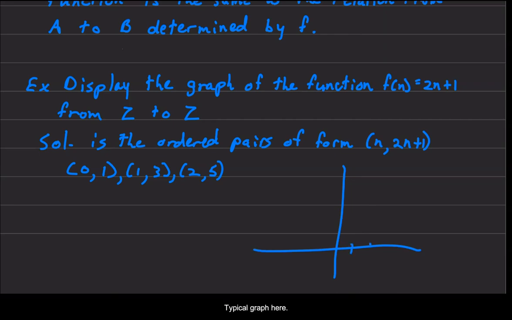Typical graph here. So at 0, we have a point 1. Let me do that in red. At 1, we've got the point 3. At 2, we've got 5. And that would be a line going in both directions there.